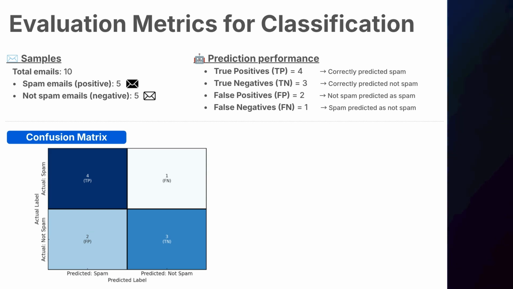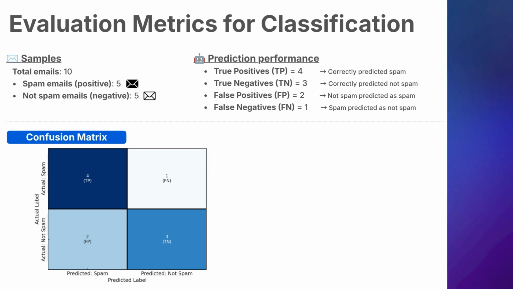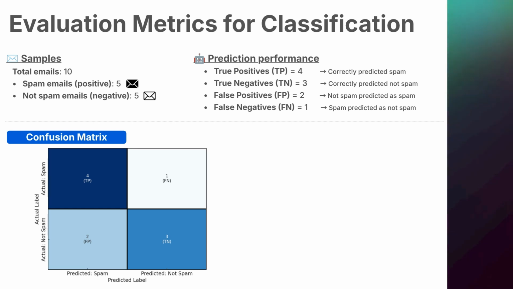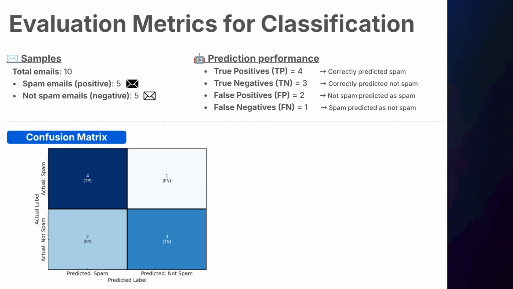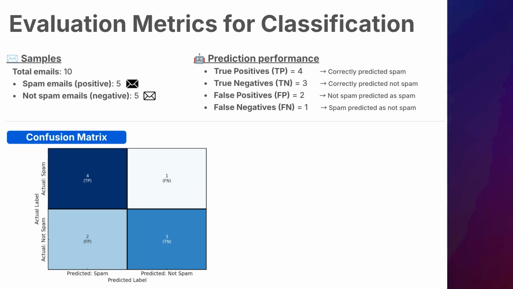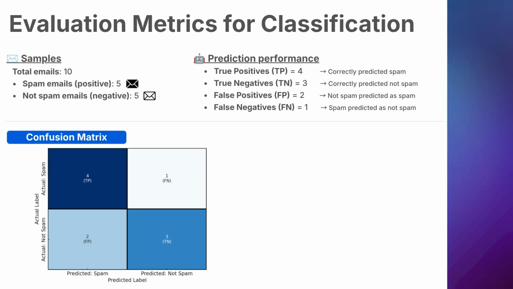In our email spam example, we tested the model with 10 emails. Out of those, 5 were actually spam and 5 were not spam. The confusion matrix helps us organize the results clearly. Let's look at the results again using the confusion matrix.